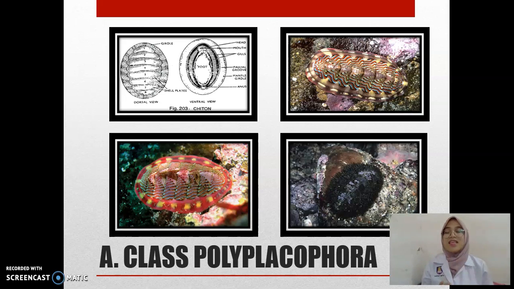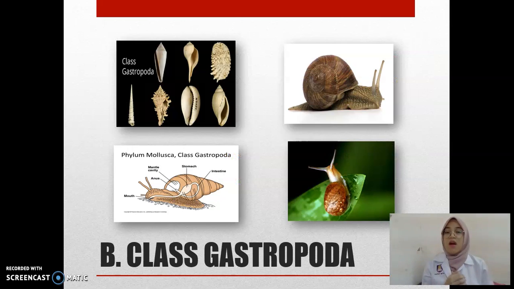Okay. The second one is class Gastropoda. The members of gastropods are snails and slugs, as you can see on the slide. It has a developmental process known as torsion. During the development of the embryo, its visceral mass rotates up to 180 degrees.